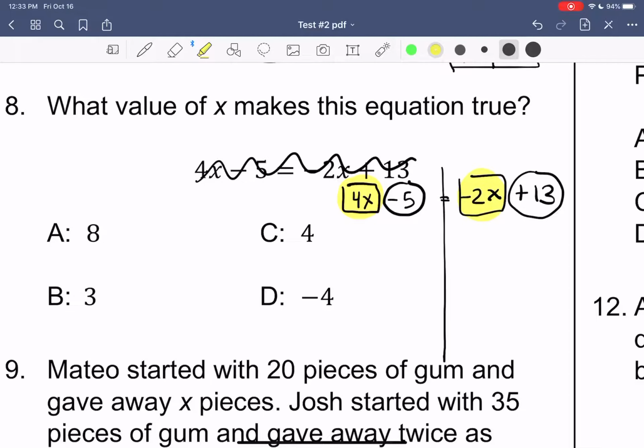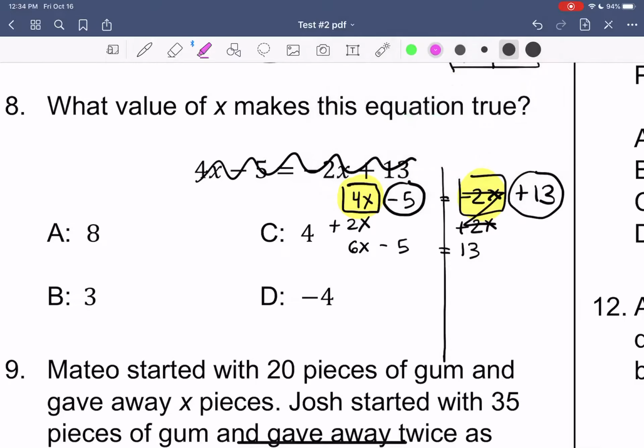So we're going to move our least coefficient. So the coefficient being the number before the variable. So we have a negative 2, which is smaller than 4. So we're going to add 2x to both sides. So it'll become 0 on the right side. And then we will simplify down. So we'll have 4x plus 2x, which is 6x minus 5 equals 13.